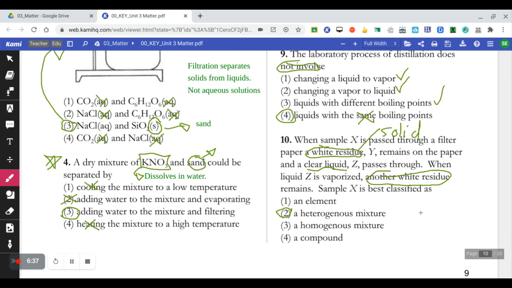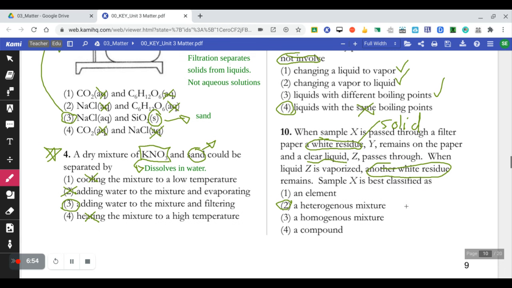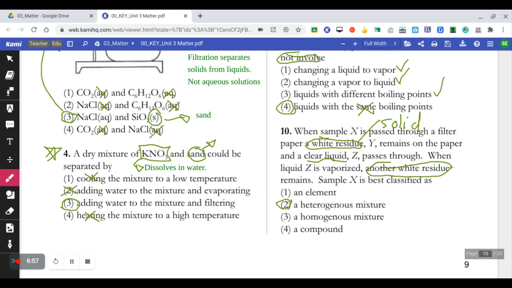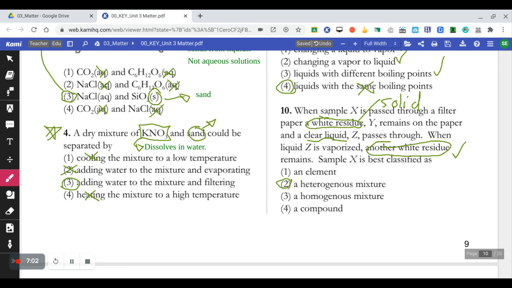10. When sample X is passed through a filter paper, a white residue remains on the paper. Therefore, that's a solid, and a clear liquid passes through. So there we know we have a heterogeneous mixture just from that description, because filtration works with heterogeneous mixtures. When liquid Z is then vaporized, another white residue remains. And so this tells us that my liquid was a solution. Sample X, though, what we're talking about, is best classified. It's not an element because we clearly mix stuff. It's not a compound because it's a mixture. It has different things. So those two we can eliminate. Now, is it homogeneous or heterogeneous? Well, we know it's heterogeneous because I first filtered it.